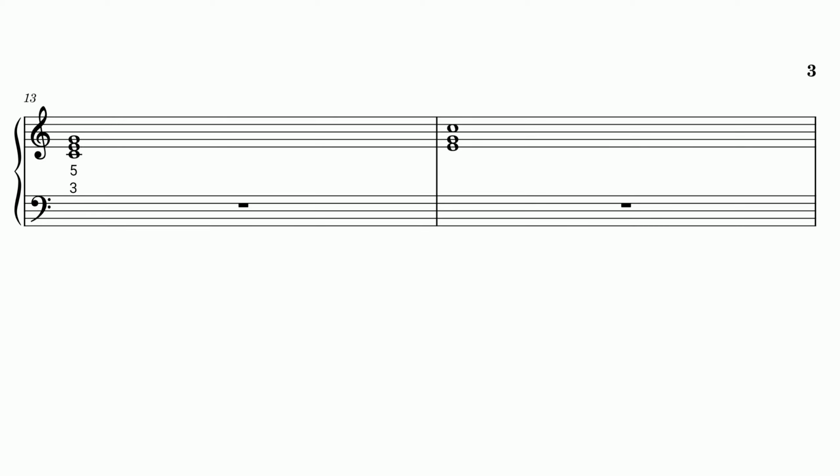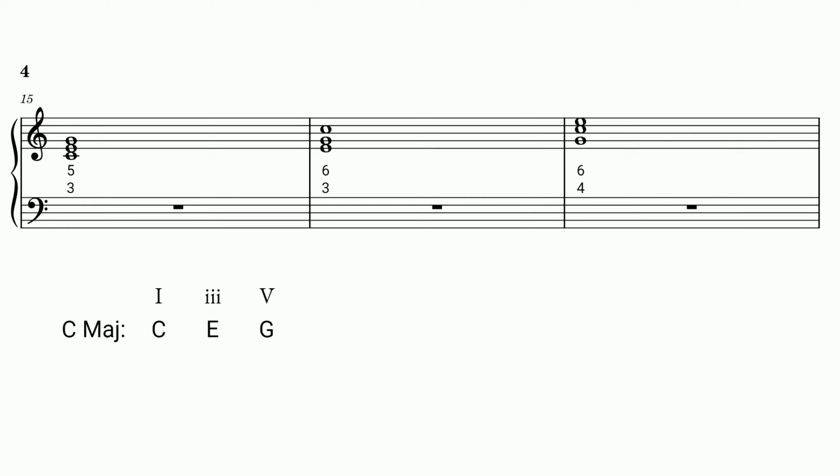Okay, now if we go to the next example, we can build a 6-3 chord above scale degree 3, and that's going to use the same exact notes, or in other words, the same exact scale degrees as the 5-3 chord on the left. Because of this, these chords are going to sound very similar. Furthermore, we can build a 6-4 chord above scale degree 5, and this also contains the same exact notes.